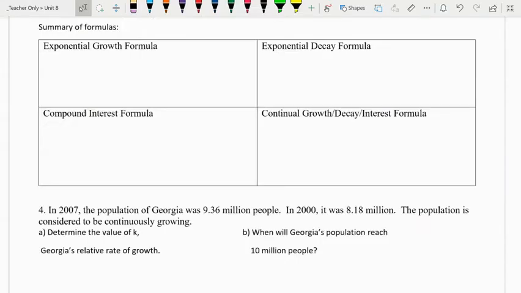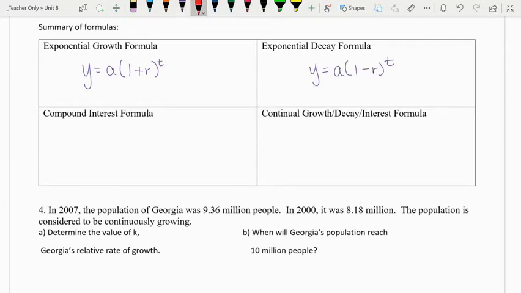We are going to look at these four formulas that we know, and I'm going to write them out and talk about them again, and then we're going to use them to help us answer some questions. If you remember, exponential growth would be y equals a times (1 plus r) to the t. And exponential decay, y equals a times (1 minus r) to the t. So this is just saying when it's growing or decaying. There's no compound part of it, so that's when you use these equations.